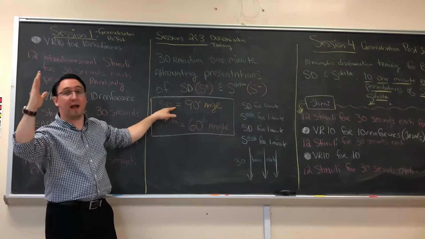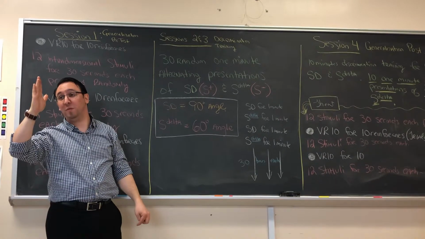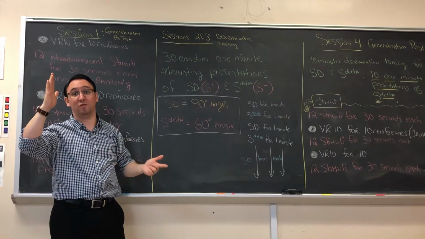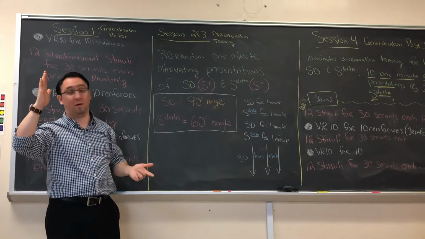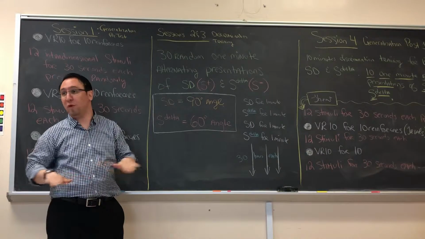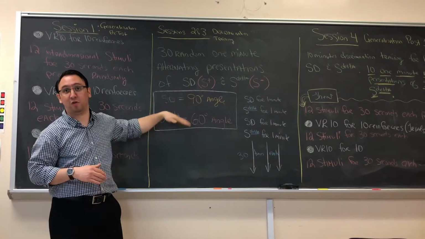The SD was attached to a reinforcement schedule. I think it was VI-15, which means on average, the first response that occurred after 15 seconds resulted in the availability of reinforcement. The S delta was our 60-degree angle. No reinforcement was provided. We call this differential reinforcement.